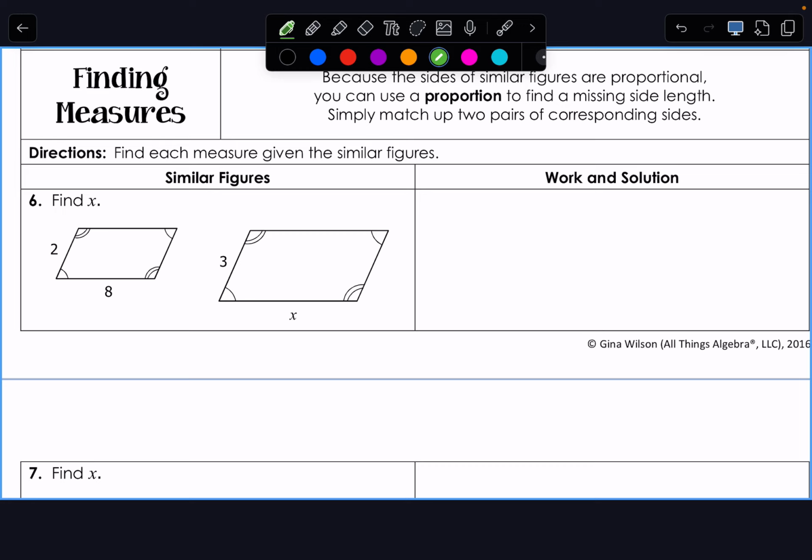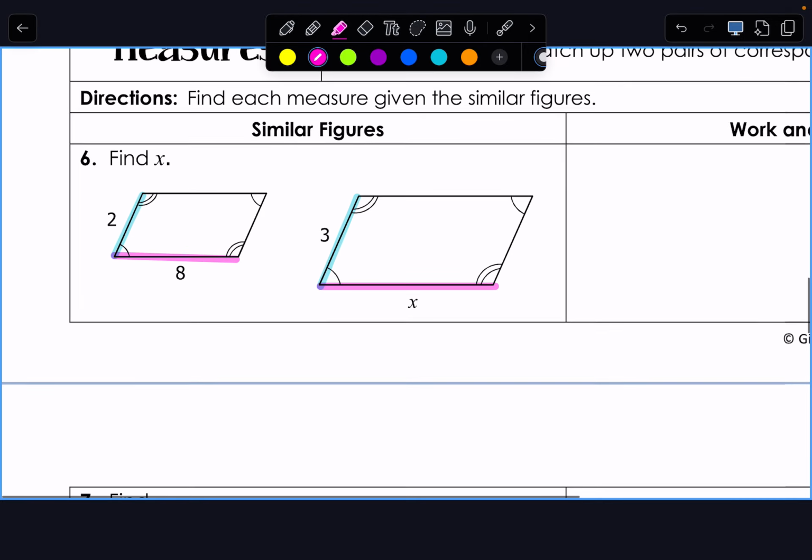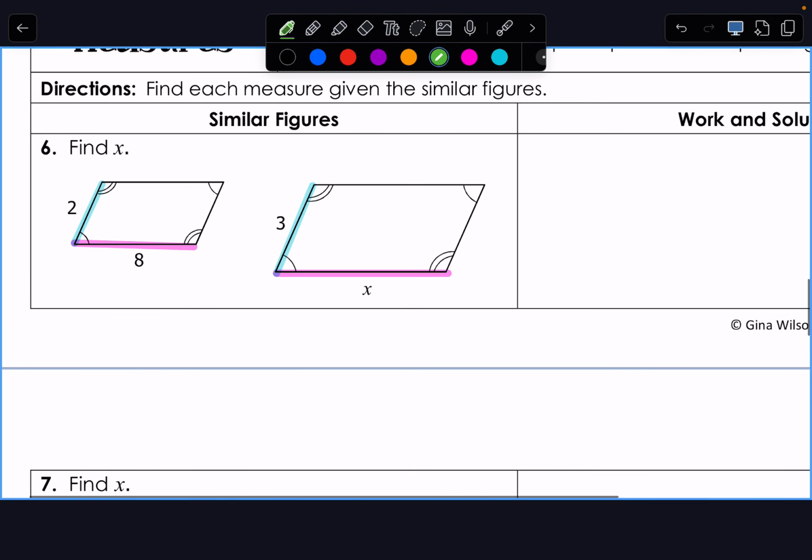So, I am going to highlight 2. And what side should I highlight blue on the other? Left. 8 matches with X. Why is that tough though? That is tough. So this is what we're going to do. We are going to write our own proportion just like our warm-up.